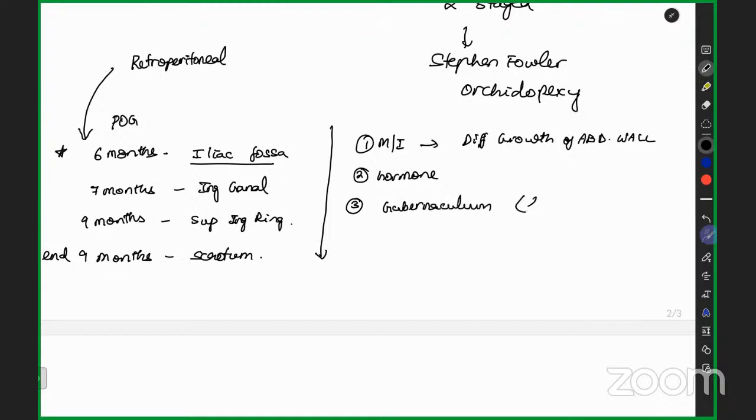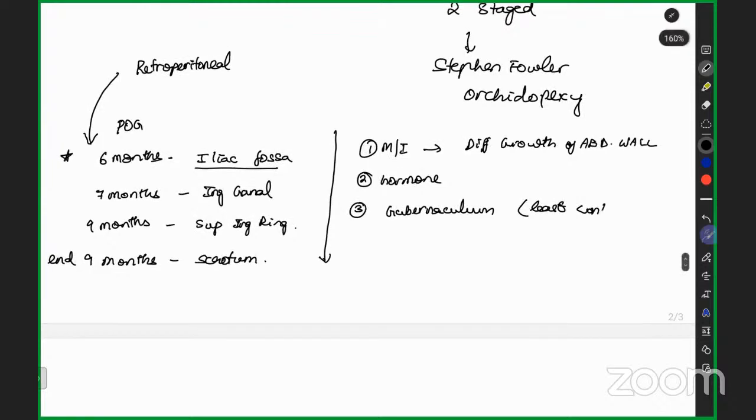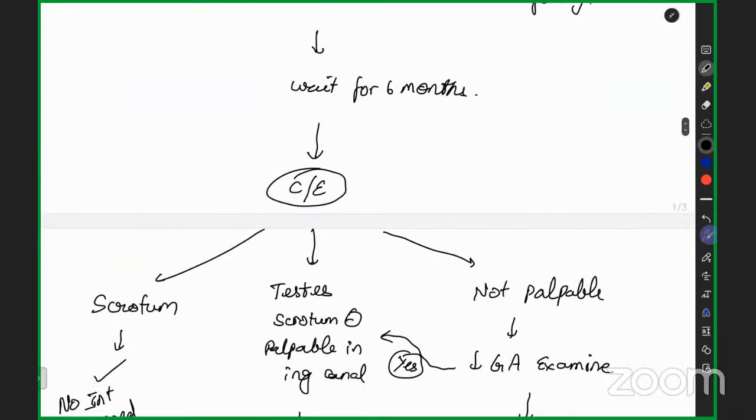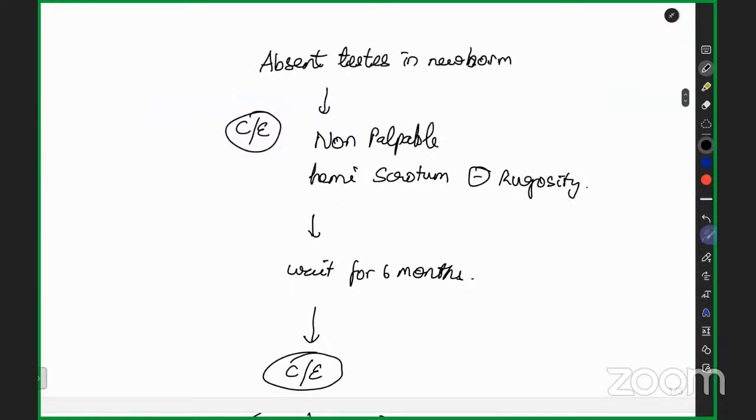ஆனா நம்ம எல்லாருமே என்ன படிக்கிறோம் அப்படின்னா, gubernaculum தான் most common cause for the descent of testis அப்படின்னு படிக்கிறோம். சத்தியமா இல்ல. Gubernaculum is a least contribution. I want you all to note it down. Gubernaculum is the least contribution for the triggering of the descent of testis. Clear?